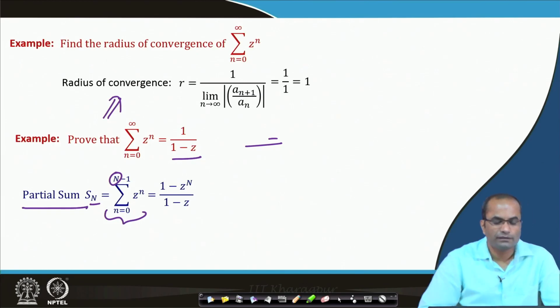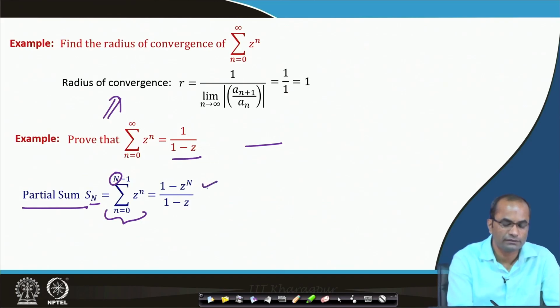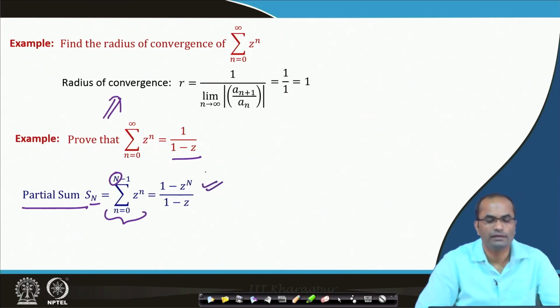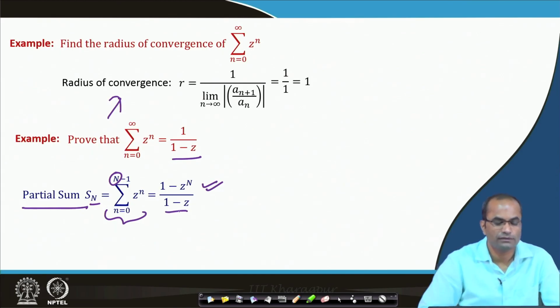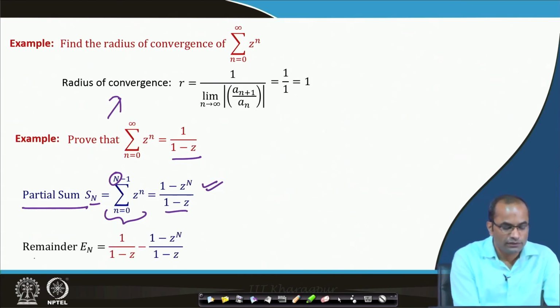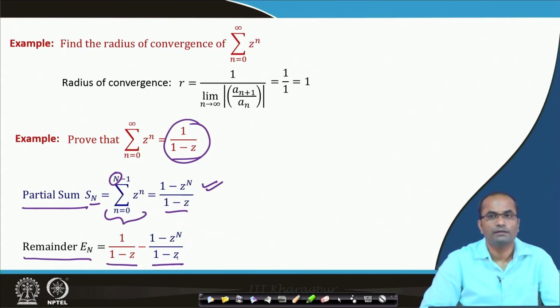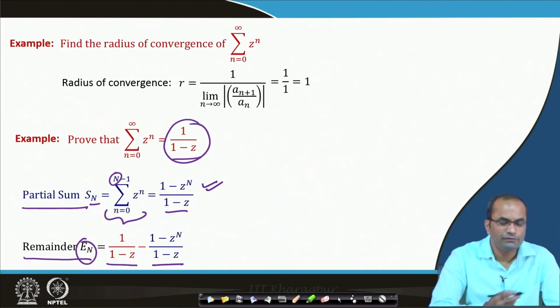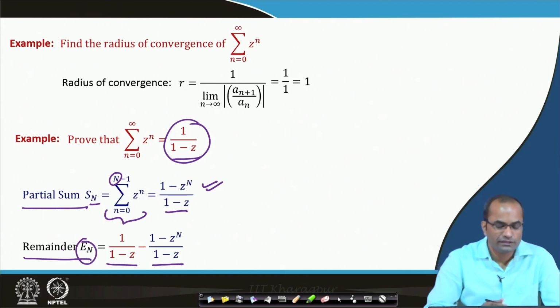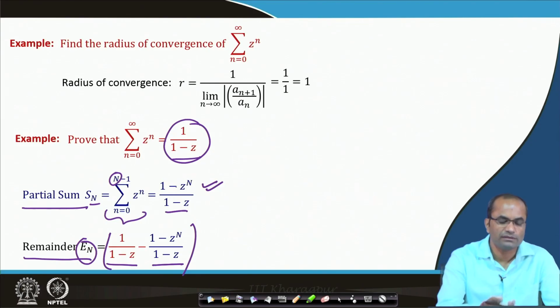So, this is a geometric series, a sum of geometric terms, so we can just get the formula we already know. It is 1 minus z power n over 1 minus z. So, here the remainder, if we consider it, means the actual value 1 over 1 minus z minus this partial sum, 1 minus z power n over 1 minus z. So, this is the remainder term, and we will see that as n approaches infinity, this remainder will go to 0. That means this is eventually the sum of the given series.